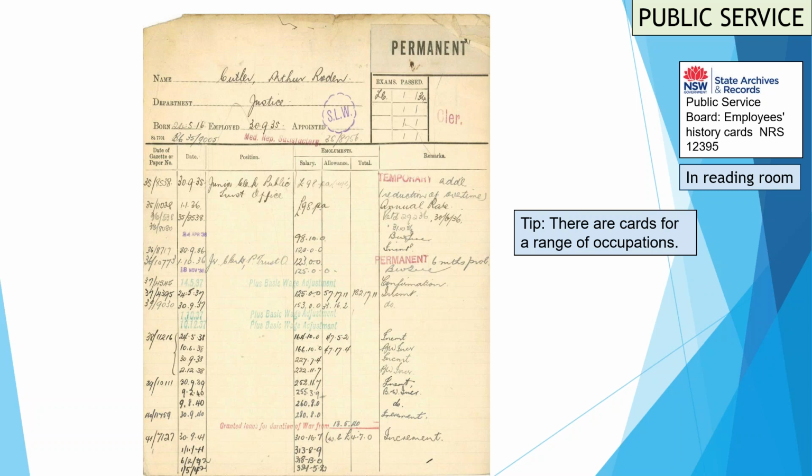You get the emoluments, the pay, the salary allowance, the dates, the date of gazette number, and any sort of other things that change. I see this one, granted leave for duration of the war from 1940. Also exams passed on the right-hand side. So it's actually one of the better payoffs in terms of cards that you can access with occupations research.